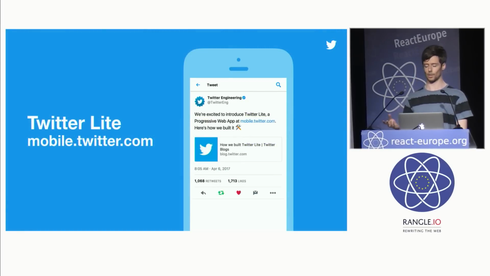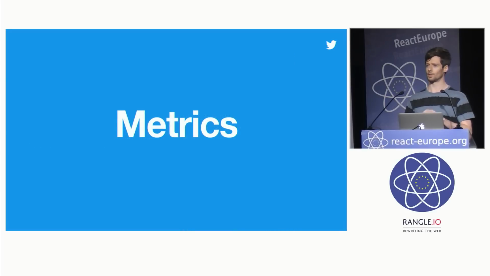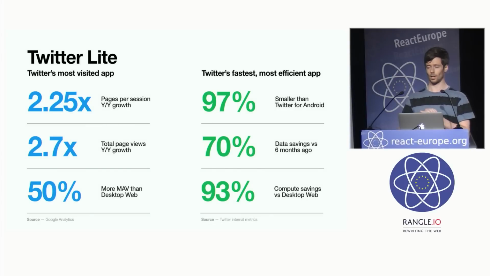And so you can experience the result of our work so far in Twitter Lite, which is a progressive web app available at mobiletwitter.com. So before I go into how we work and how we built Twitter Lite, let me share some of the results so far. So Twitter Lite has enormous reach, and so does the mobile web. It has massive year-over-year growth in page views and a 20% decrease in bounce rate relative to our previous app. When we include logged-in traffic, it has 50% more unique visitors per month than desktop web does.